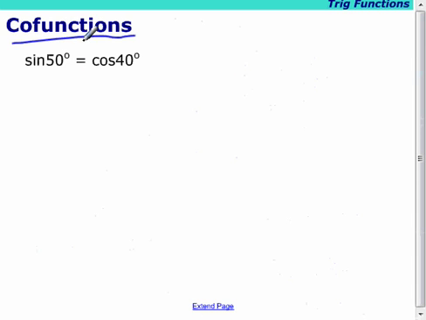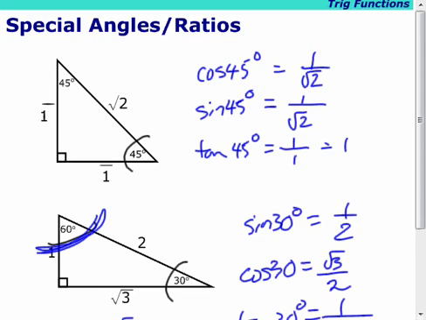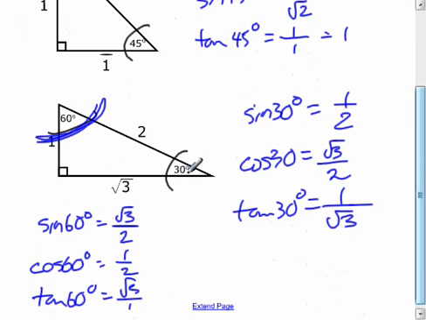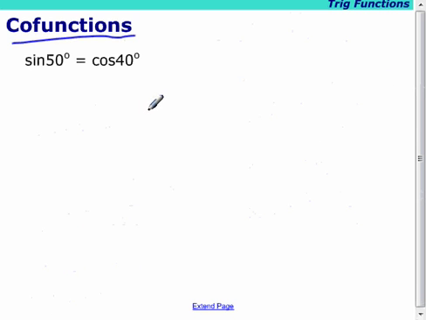Just one little point about cofunctions. They're talking about sine and cos and those ratios, where there are often things that pop up that are the same. Similar to what we saw down here with 30 and 60, notice that the sine of 30 was a half, but the cos of 60 was a half. And so we seem to find angles between sine and cos in particular that pop up all the time.